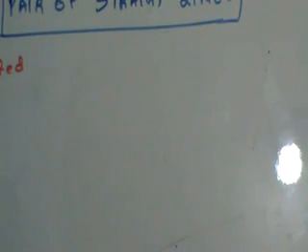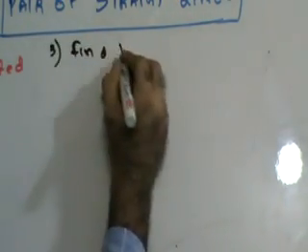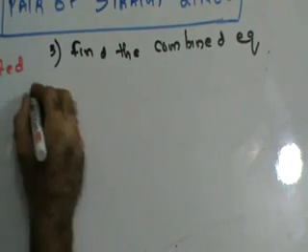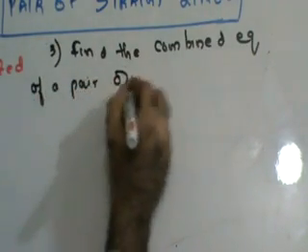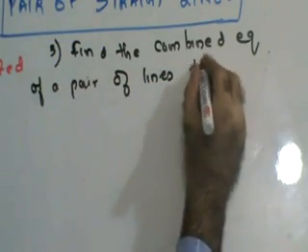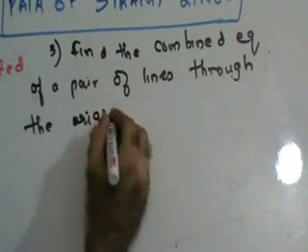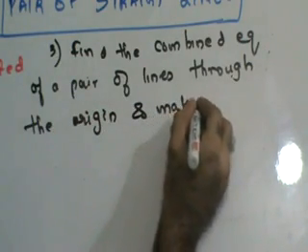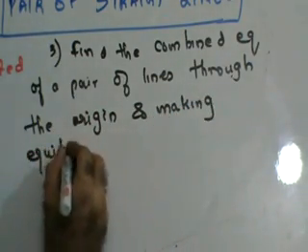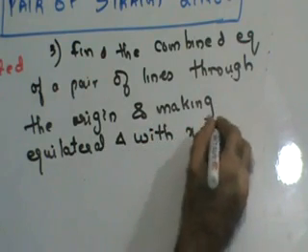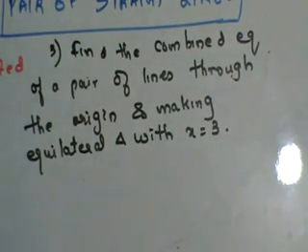Next, let's move on to the next sum, guys. Find the combined equation of a pair of lines through the origin and making an equilateral triangle with x is equal to 3. Now let's try to draw this figure first.